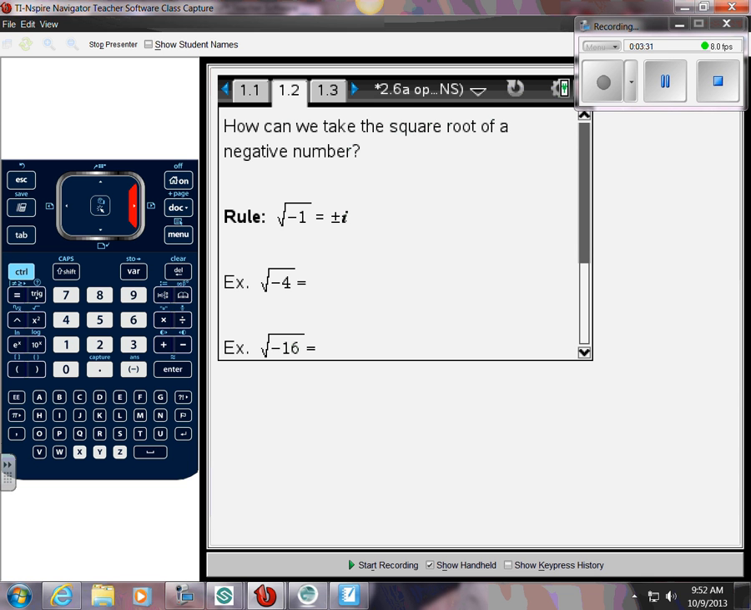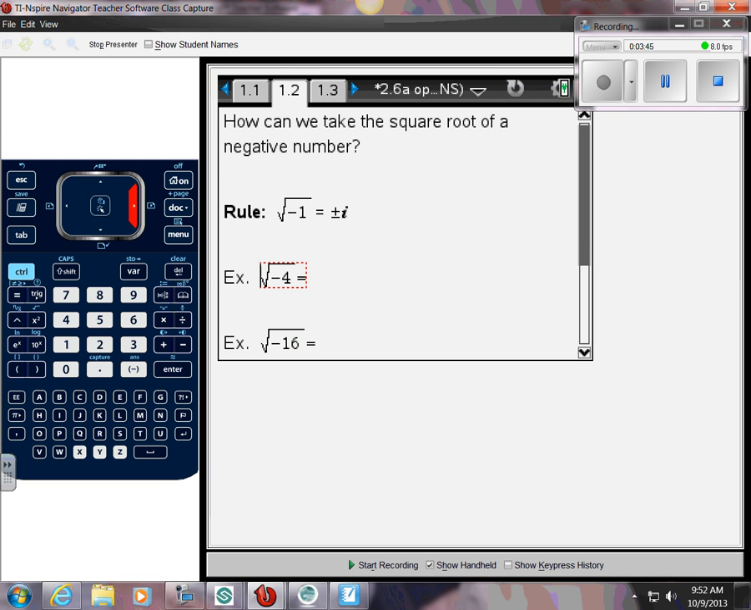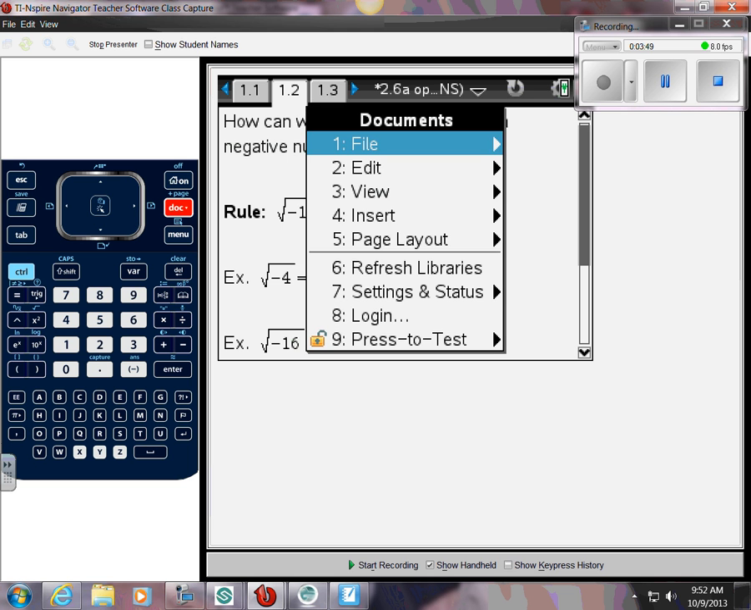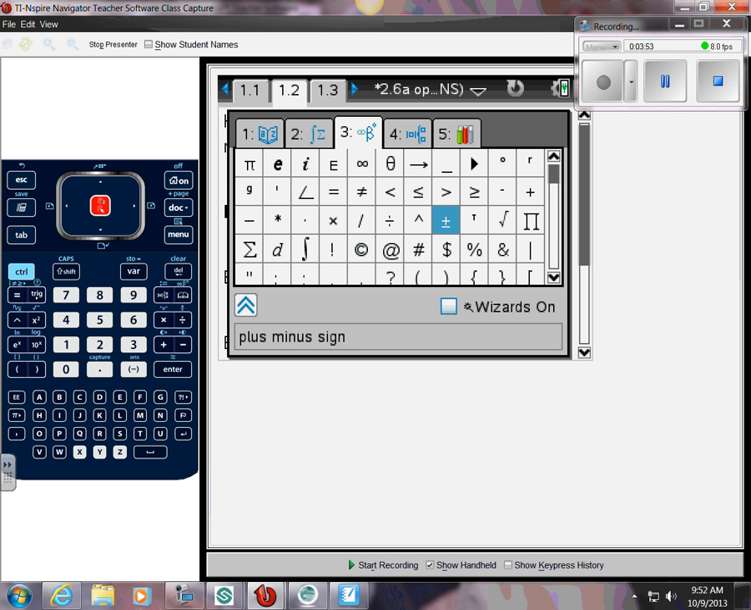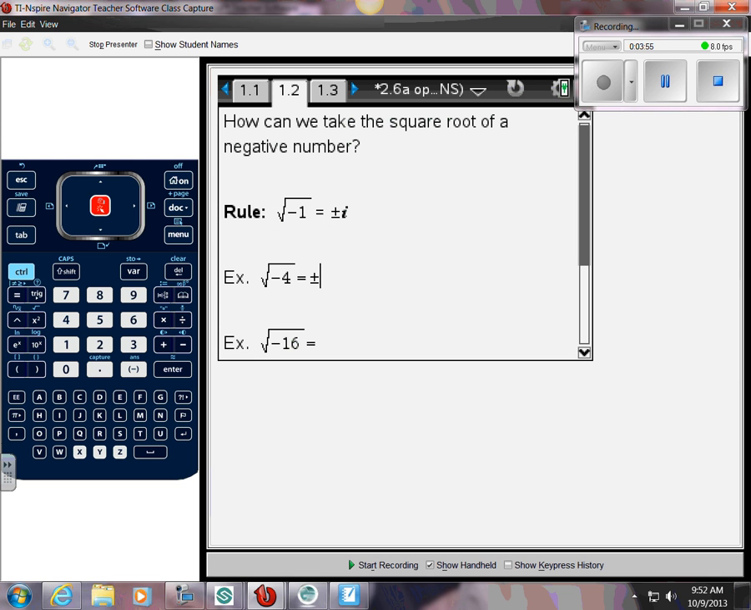If we're talking about the square root of -4, what do you think it's going to be? Plus and minus 2i. Good. So what's the square root of 4? 2. But we have that negative, so what do I need? What does that negative give us? The i.